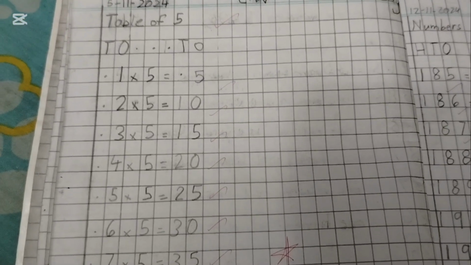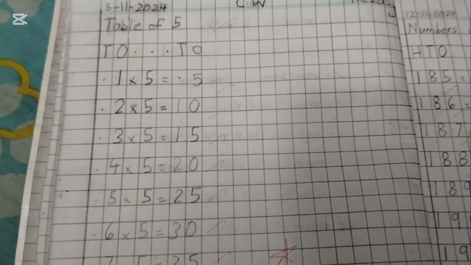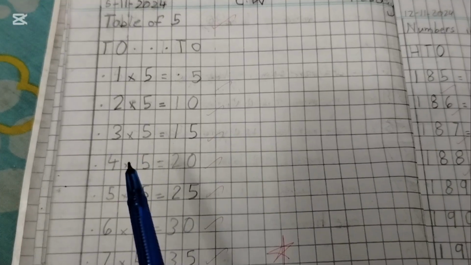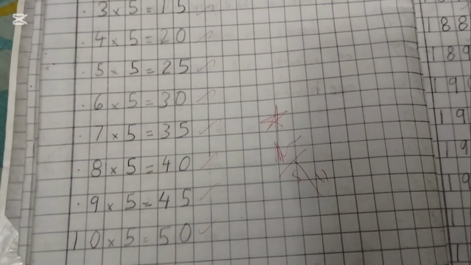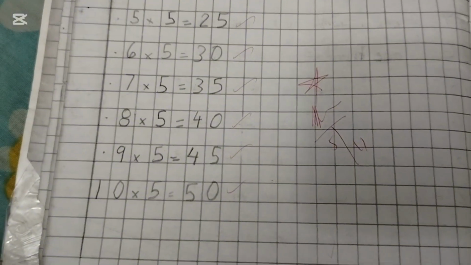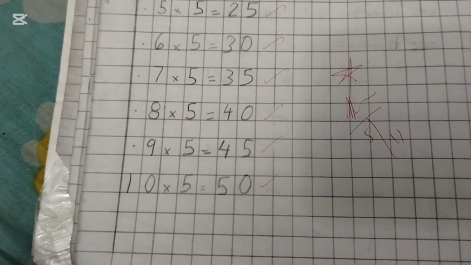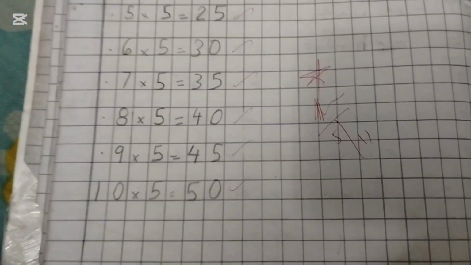So the next one is the table of 5. 1 times 5 is 5, 2 times 5 is 10, 3 times 5 is 15, 4 times 5 is 20, 5 times 5 is 25, 6 times 5 is 30, 7 times 5 is 35, 8 times 5 is 40, 9 times 5 is 45, and 10 times 5 is 50.